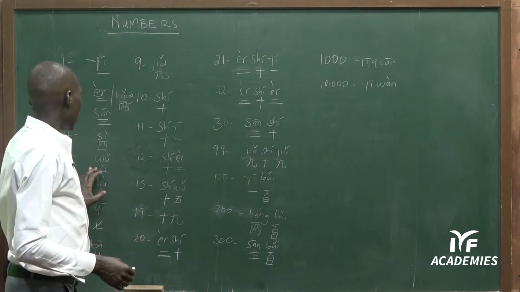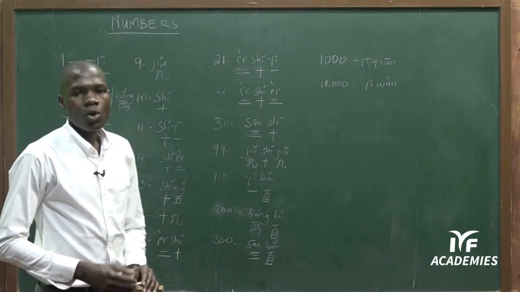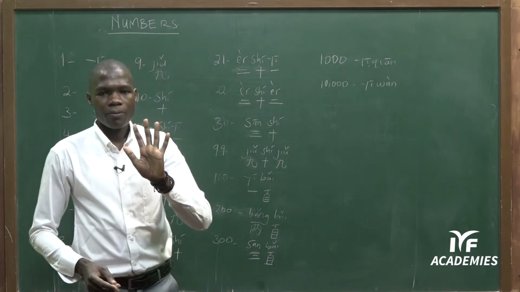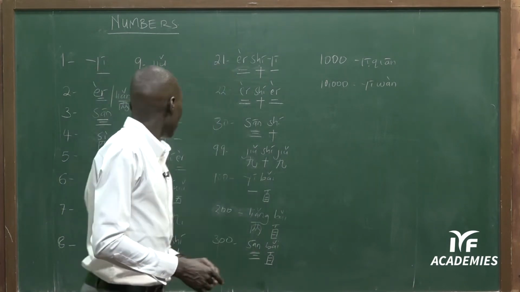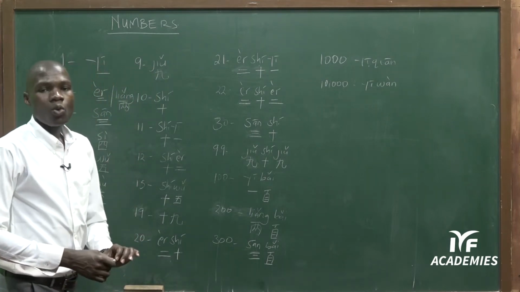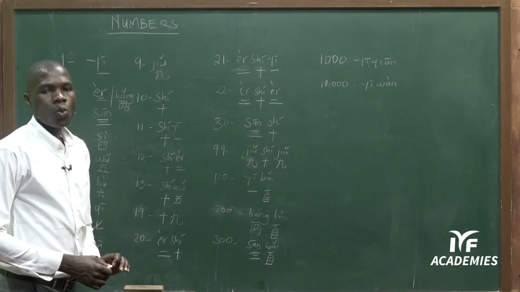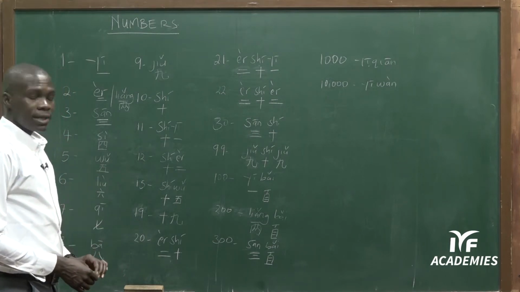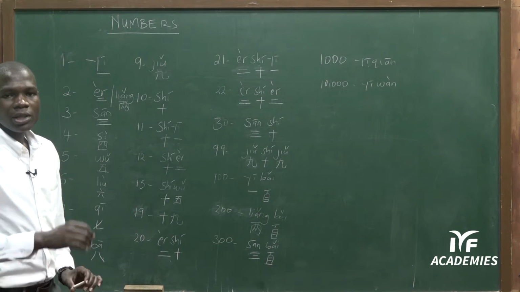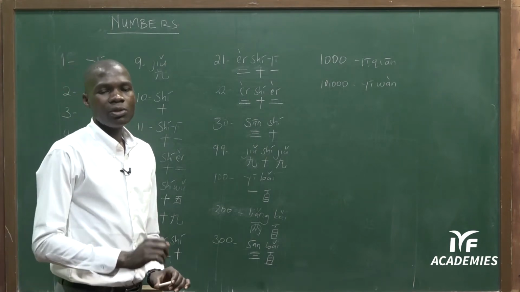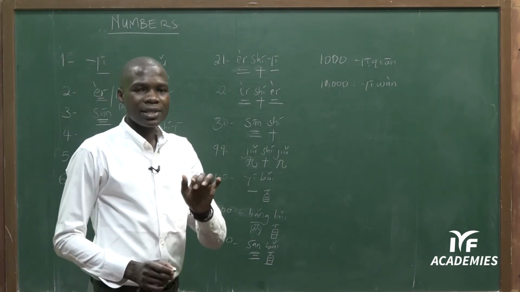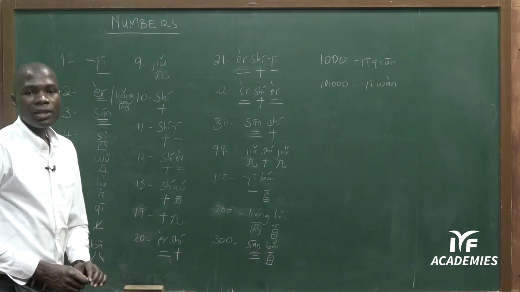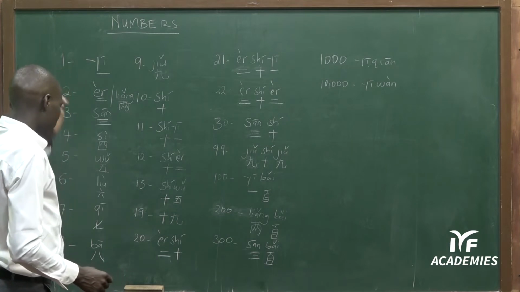Then we have number 5, wu. Wu means number 5. So number 5 means wu. So this is number 5. Then number 6 is liu. Liu means number 6. Number 6 is liu, written in character, number 6.